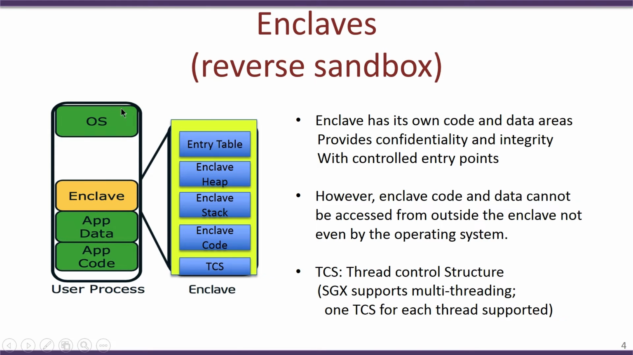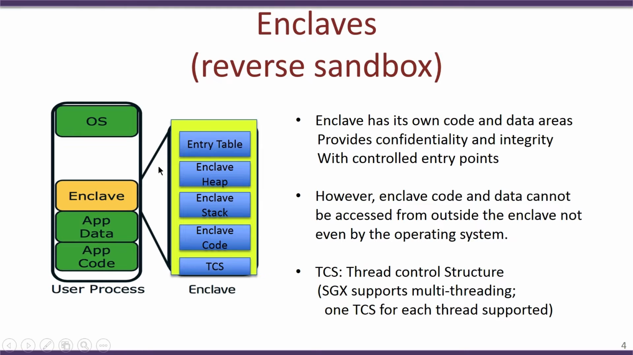Let us say that this is our process space. As we have seen before, the process space has the code, that is the application code, and application data comprising stacks, heaps and so on, and higher in the typical address space of a process is where the operating system resides. Now, what SGX permits us to do is to have enclaves in this address space. Within this entire address space of the process, there is one region which is called the enclave, which provides the necessary sandbox to achieve the trusted execution environment.